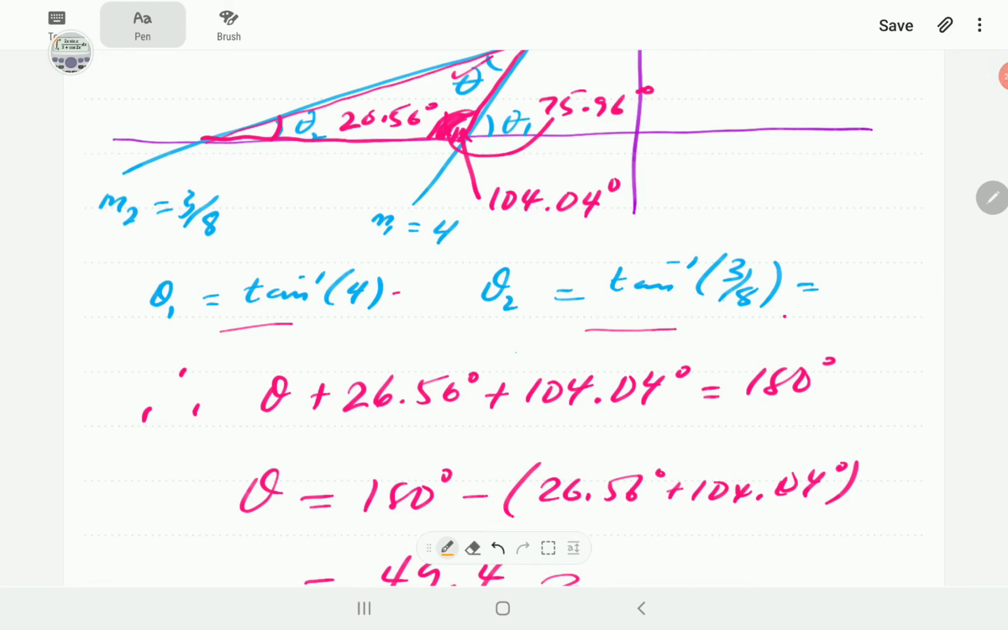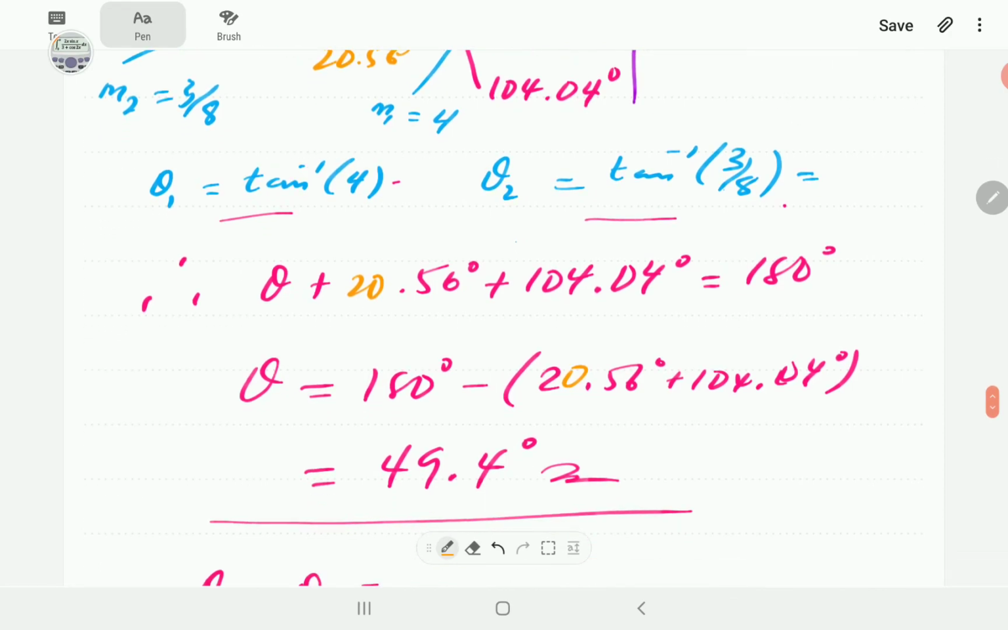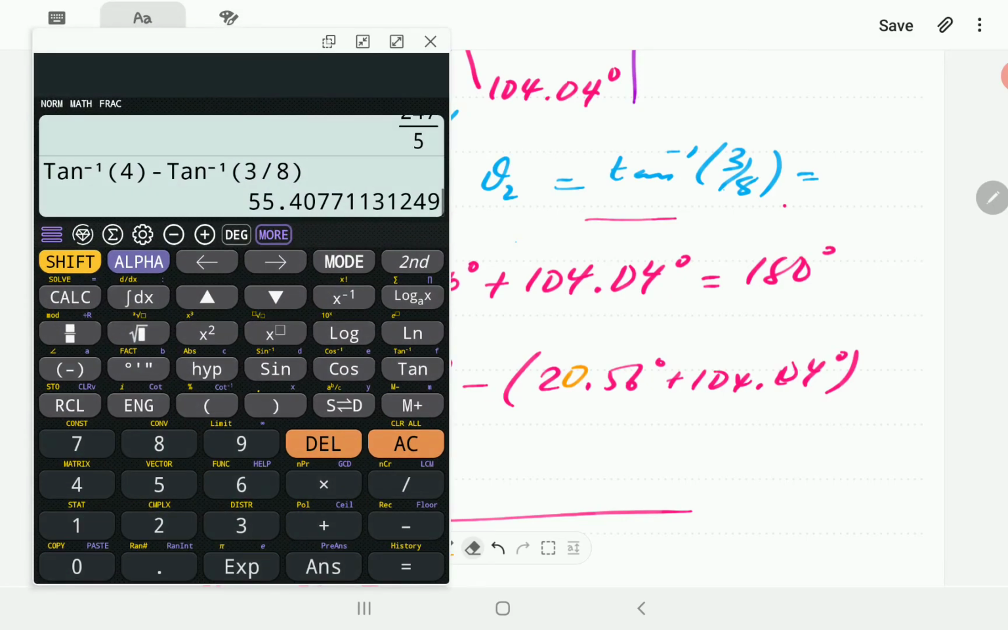This angle here is 20.56, not 26. Sorry, couldn't read my own handwriting there. So this is 20.56, and so this is going to change. So let's do the calculation again.